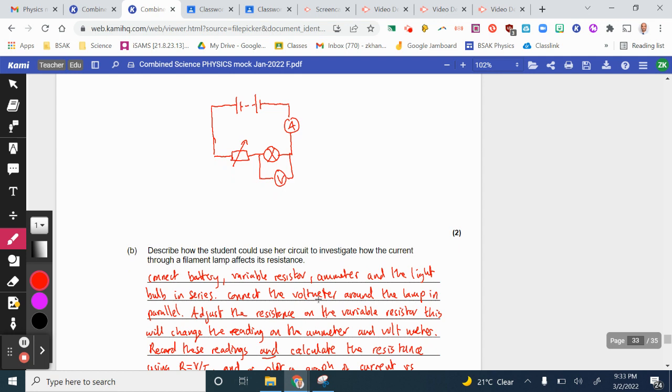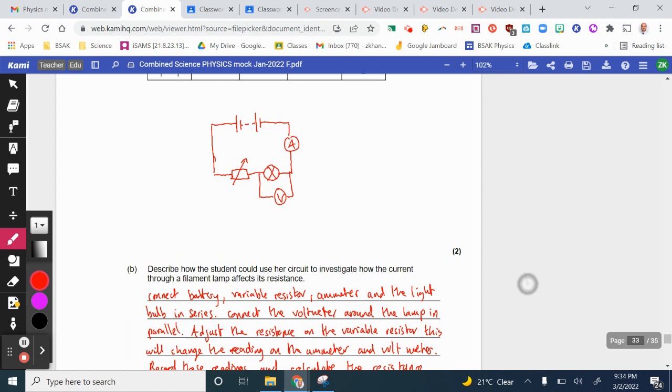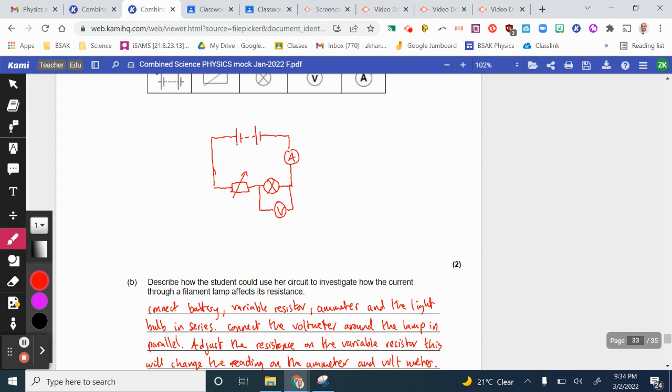So describe how the student could use her circuit to investigate how the current through the filament lamp affects its resistance. So what we're going to do is, first of all, we need to take some readings from this setup here. How we do this is by changing the resistance on this variable resistor, and as a result, these two readings will change. So we're going to say connect the battery, variable resistor, ammeter, and the light bulb in series. Connect the voltmeter around the lamp in parallel.